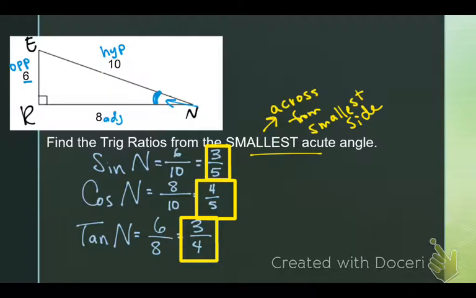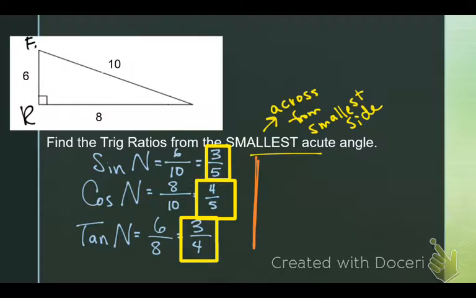When it says find the trig ratios, there are technically 6, but in geometry we only do 3: sine, cosine, and tangent. This is what it's looking for. This is what your quiz will look like. It'll say find the trig ratios from the smallest acute angle, and this is what you'll set up. Okay? We're going to do it from the largest acute angle also, because that's what we're going to do next. So the largest acute angle, I'm going to erase some things.